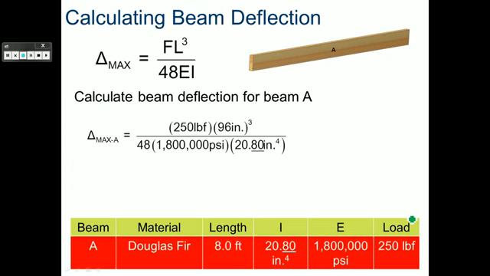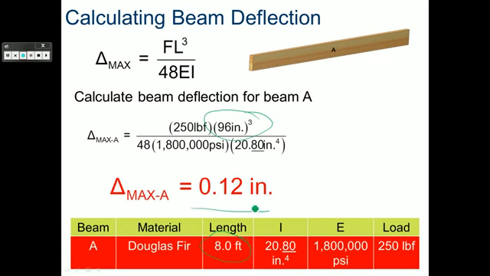So let's look at the beam deflection for A. I plug everything in. Notice I use 96 inches here, and I'm raising that to the third power because the length of the board is 8 feet. 8 feet converted to inches is 96 inches. 8 times 12 is 96. I divide that by all these numbers multiplied together, which was 48 times my modulus of elasticity times my moment of inertia. My final answer is that this will move 0.12 inches under 250 pounds. So if I put a load of 250 pounds on here, the most it'll move and go back to its original shape is 0.12 inches.